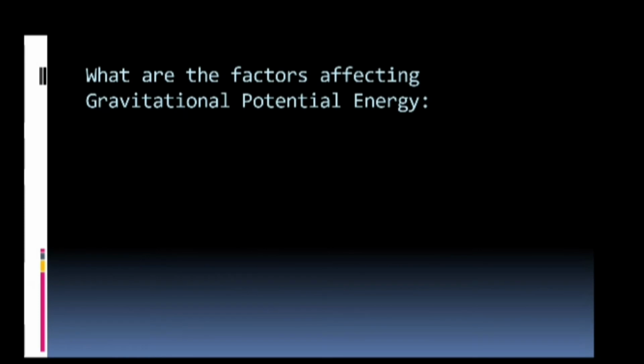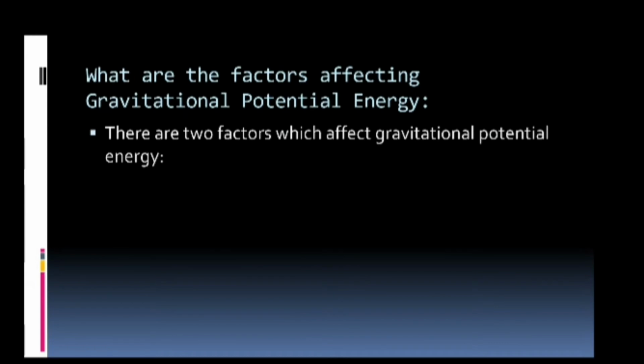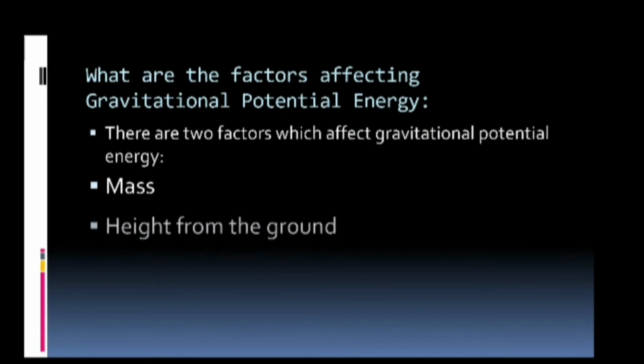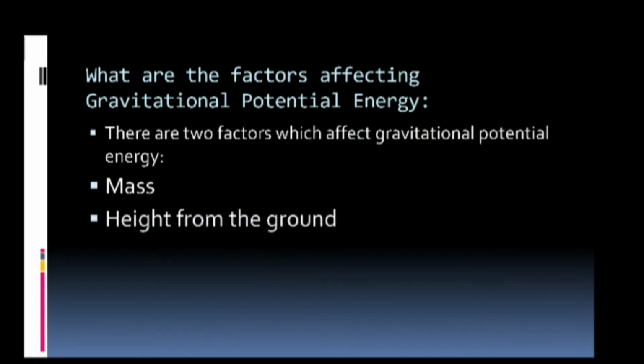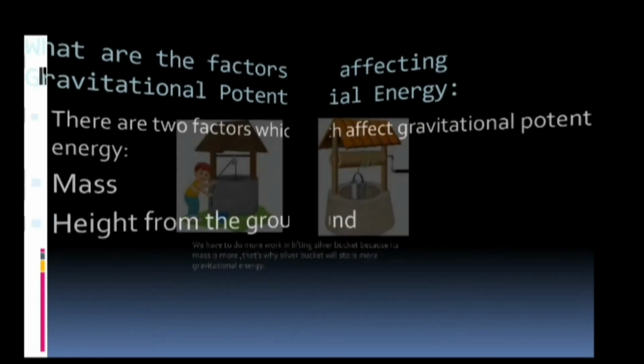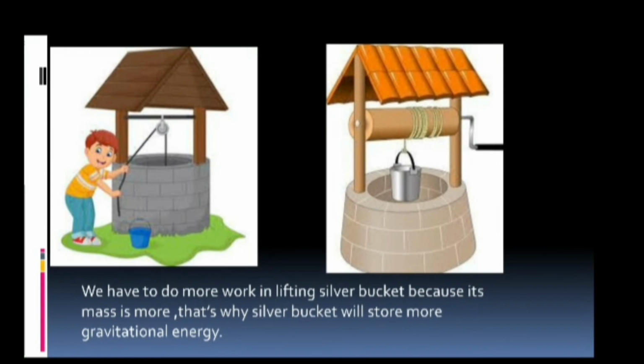Next is, what are the factors affecting gravitational potential energy? There are two factors which affect gravitational potential energy: mass, first one, and the other one is height from the ground. So these are the two factors which affect gravitational potential energy, mass and height from the ground. Now through this we will see how mass affects gravitational potential energy.